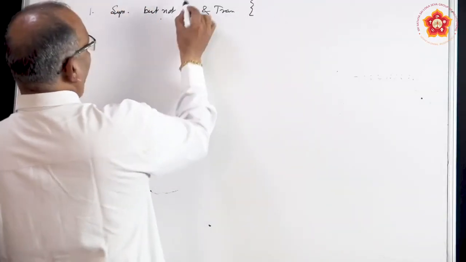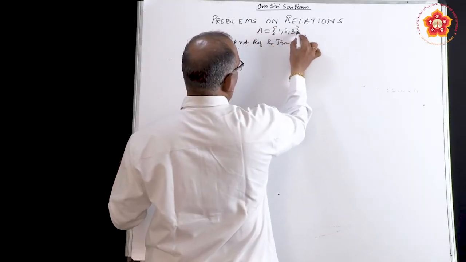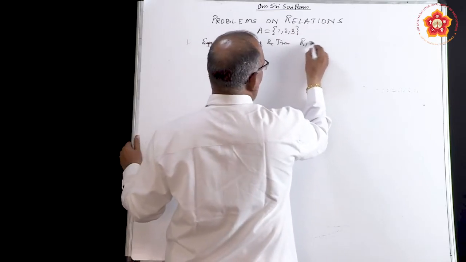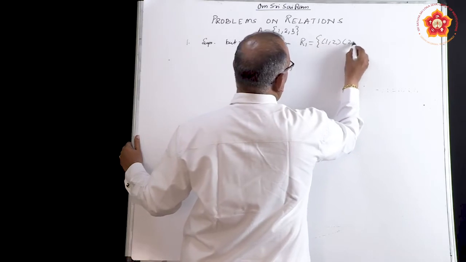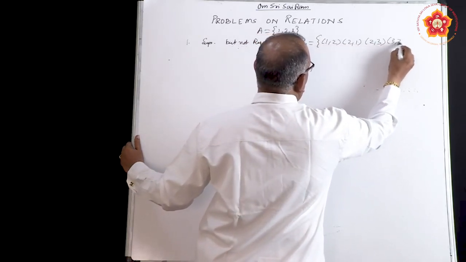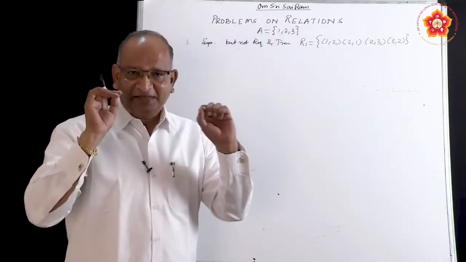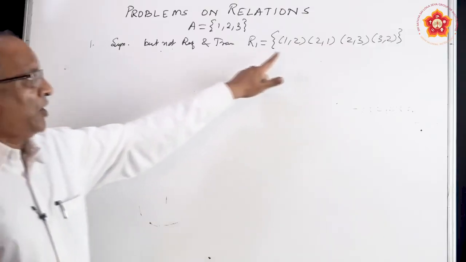Let us say we take a set A equal to {1, 2, 3}. With the help of these elements we are finding out, let us say we call it R1. What does R1 contain? It contains (1,2), (2,1), (2,3), (3,2). Only this many elements. Whatever elements you want to write, you can write. Now look at this. It is not reflexive.